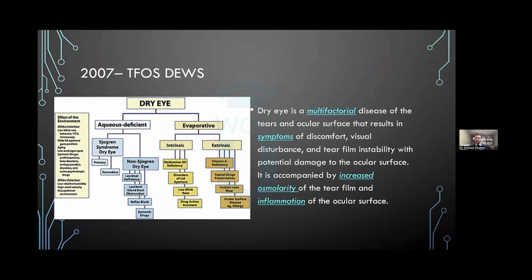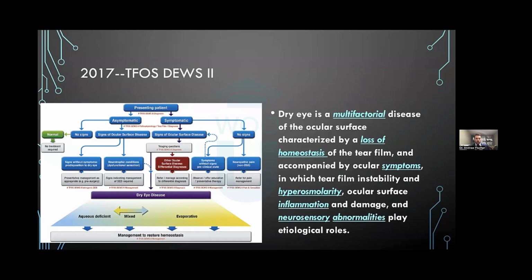of dry eye, vision disturbance, increased osmolarity of the tears, and inflammation of the ocular surface. They also differentiated dry eye into two primary categories, A being aqueous deficient and B being evaporative dry eye. And then again, another decade later, they dug into it again. Their DEWS-2 study was a little bit more fluid with some of their definitions.